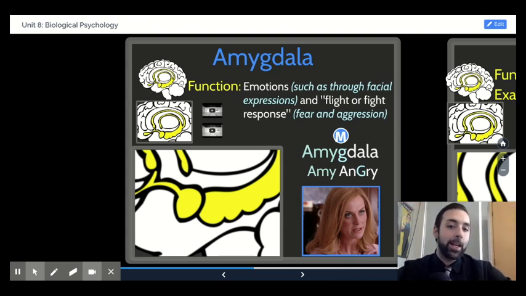There's also going to be a ton of activity in the amygdala when trying to perceive threats in our environment and facilitate the fight or flight response. The amygdala can contribute to acts of aggression or can contribute to fear depending on what this threat is.